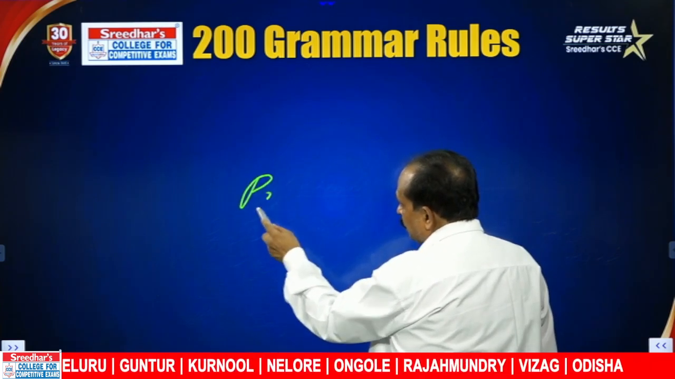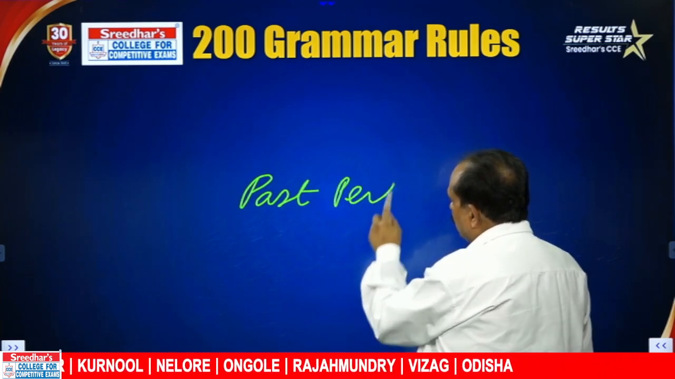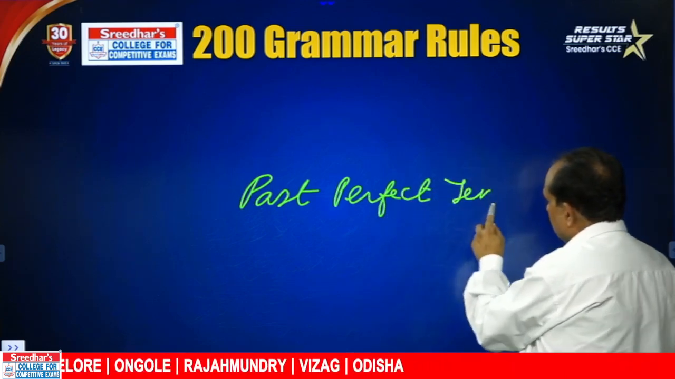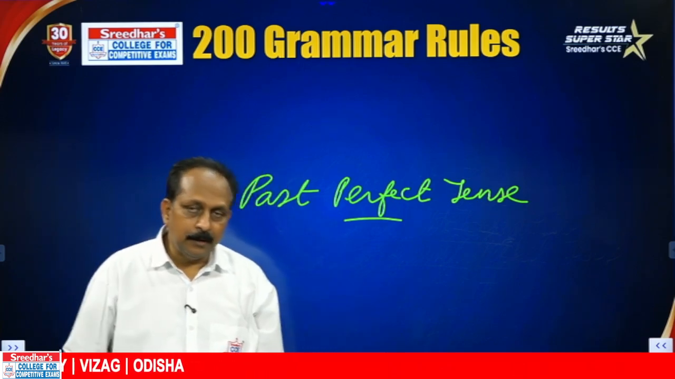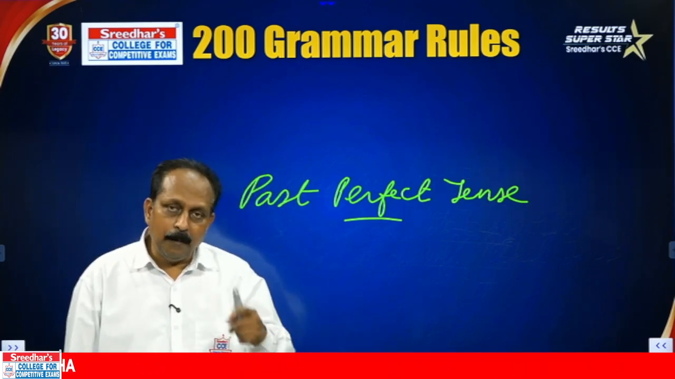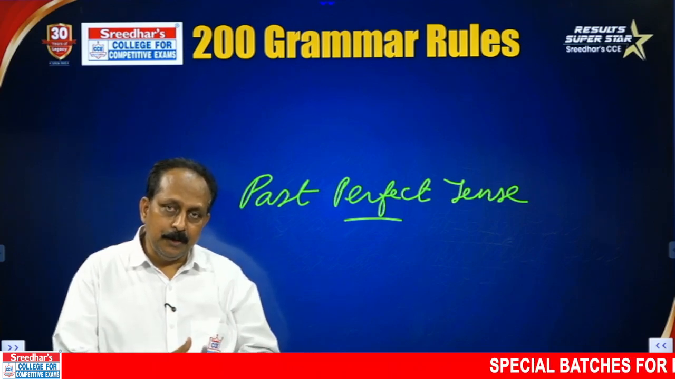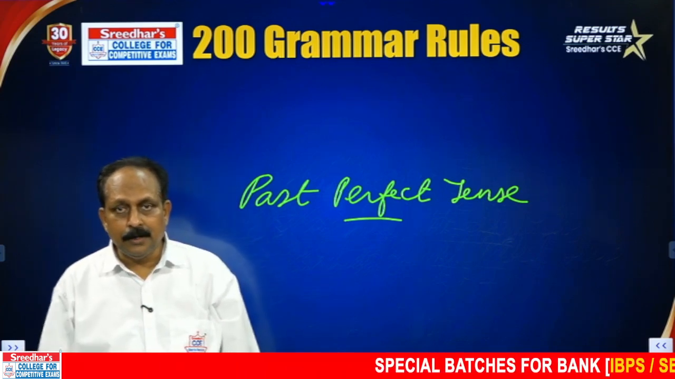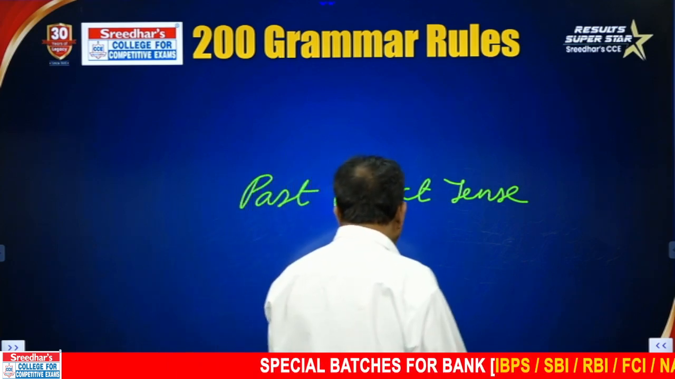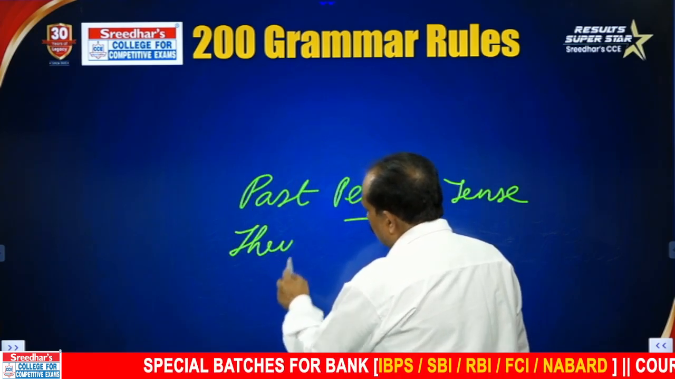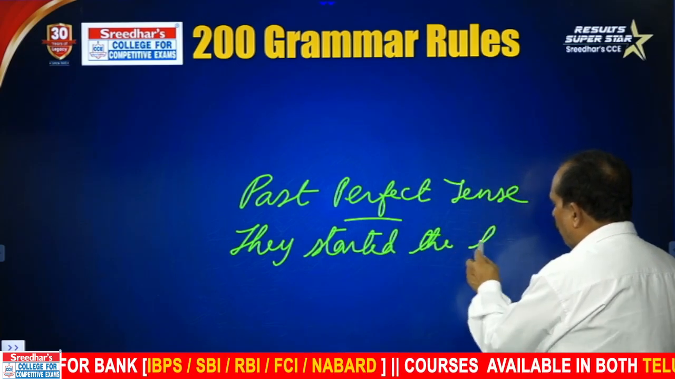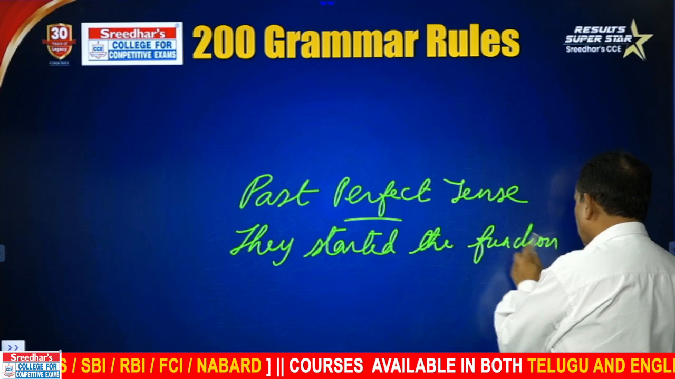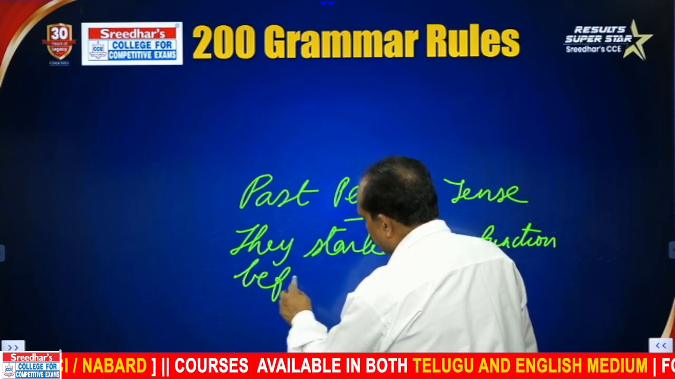What is the third one I said very important? Past perfect tense. This also they have touched many a time. Imagine there are two actions that happened in the past, one after the other. For the first action, we should use past perfect. For the second action, we should use past tense. For example, they started the program or the function before I went there.